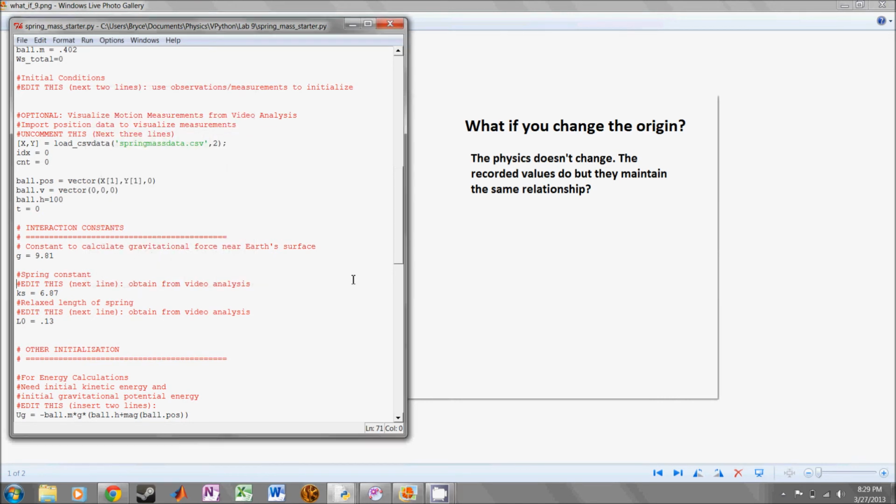So what happens if we change the origin? Well, the physics don't change. The recorded values change, but they maintain the same relationship. If we go into our code and change the ball height, which, along with establishing the spring position, is what gives us our origin, let's change it to say 200 as opposed to 100.